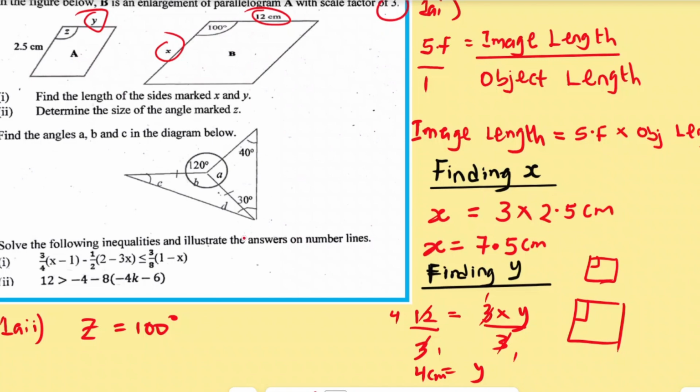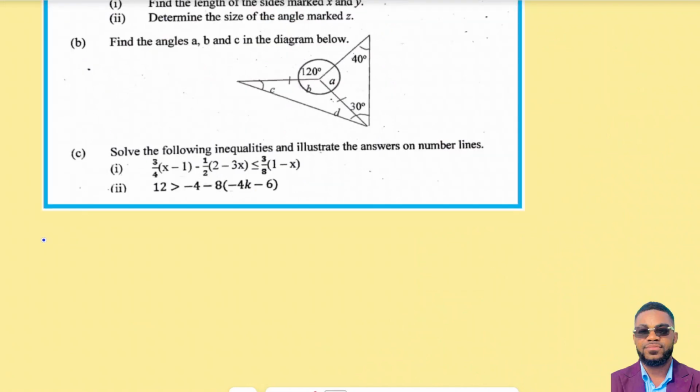That is question 1B. Let me get that one here. 1B. And now this is the question. So find the angles A, B, and C in the diagram below. So we have these angles here. This is angle A, B, and where is C? C is here. I can also see the angle D, but they didn't ask us to find the value of the angle D. So let's move on. Maybe there is a reason for that, which I've seen.